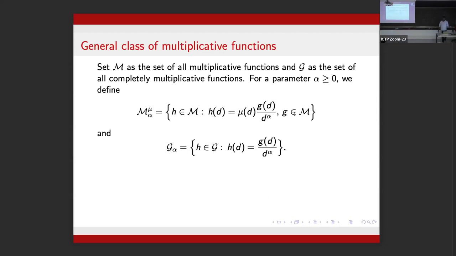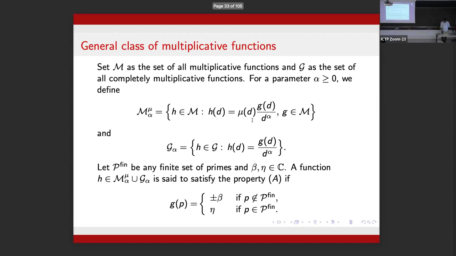And when g is completely multiplicative, in this case it looks like g(d) by d to the power alpha. So when we use a completely multiplicative function, we don't need the structure of the Möbius function, but when we consider only a multiplicative function, we allow the structure of the Möbius function. That is why we write mu(d) times this function. Then any h belonging to the union of these two classes is said to satisfy property A.